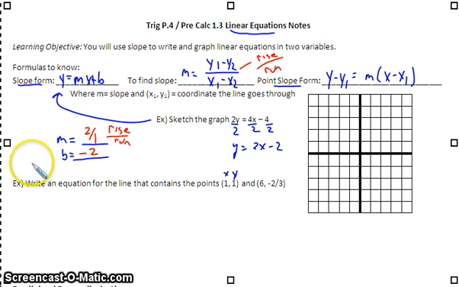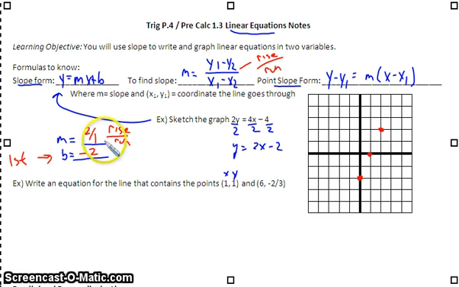So we're going to come over here, and you always want to plot the b first. And it has to go on the y-axis. So you're going to go down to negative 2 and put a dot. And then from there, because that's my y-intercept, I do a rise of up 2 and a run of 1. Because they're both positive, I went up and right. Do that again, up 2 and over 1. And usually when you get 3 dots, that's enough to stop and you can draw your line.